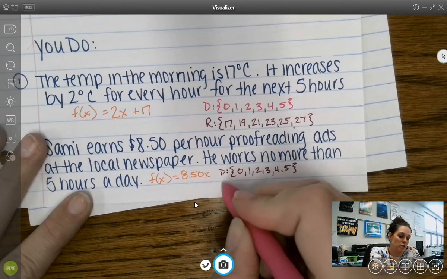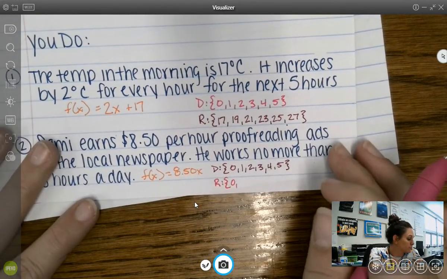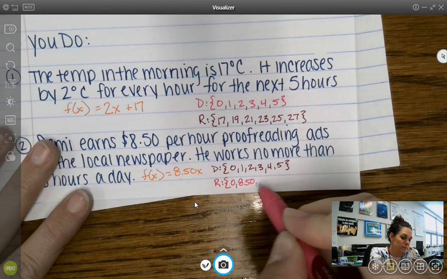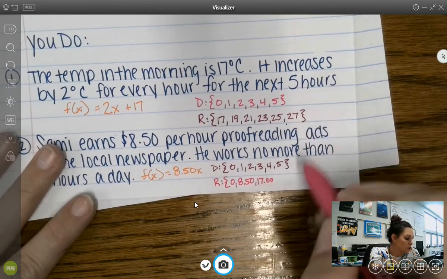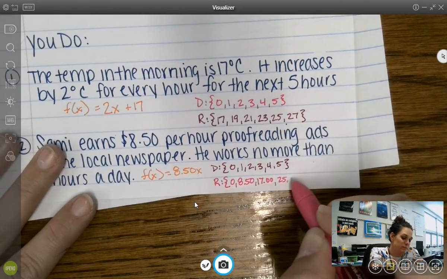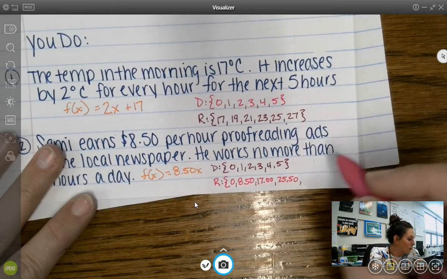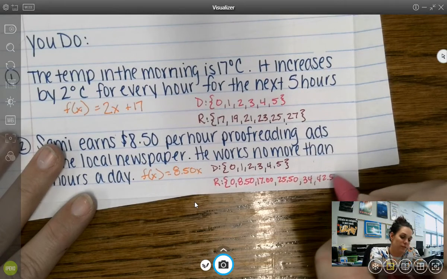So then my range is the amount of money that I'm earning. So I'm earning no money. And then I would earn $8.50. I would earn $17, $25.50, $34, and then $42.50.